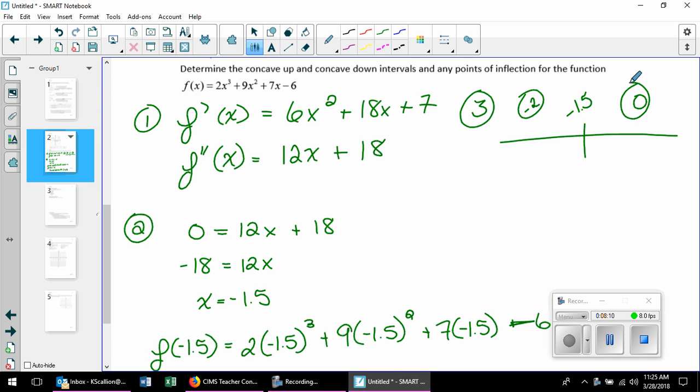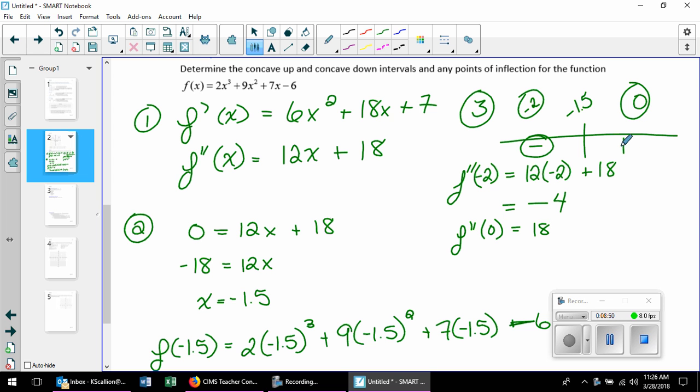So here's the question: what am I substituting into? I picked my value, but what am I substituting into? Remember, I'm looking for the concavity, and concavity deals with my second derivative. So I'm substituting into the second derivative. So if I put in negative 2 into 12, 18, what do I get? I get some sort of negative number, right? Negative 4. So this is going to be negative here. If I substitute in 0, it's going to be a positive 18, so this will be positive.